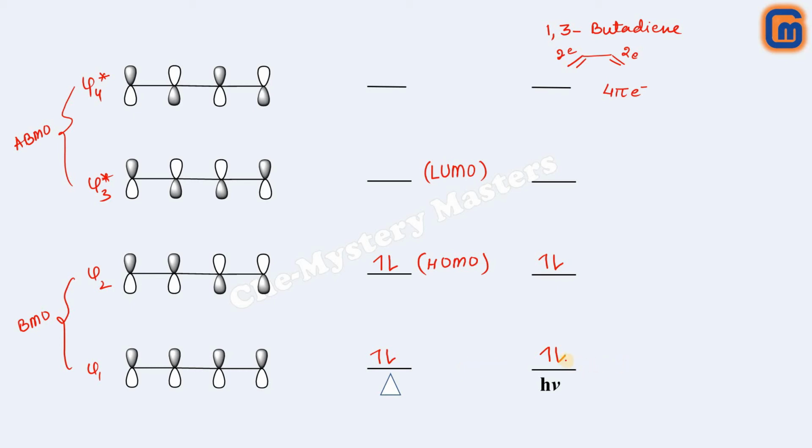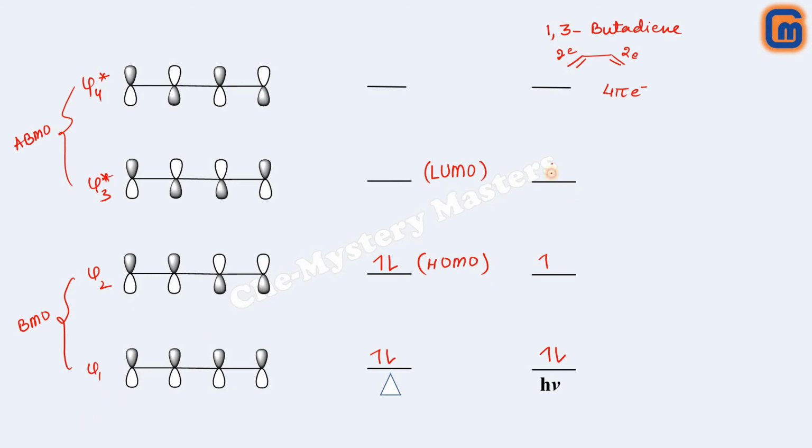So if you talk about the electron present at psi 1, they will not get excited from here, because the energy gap between this psi 1 orbital and the psi 3 orbital where it would get excited is too large. That's why the electron which is present in the psi 2 molecular orbital, one of them will get excited to the psi 3 star orbital.